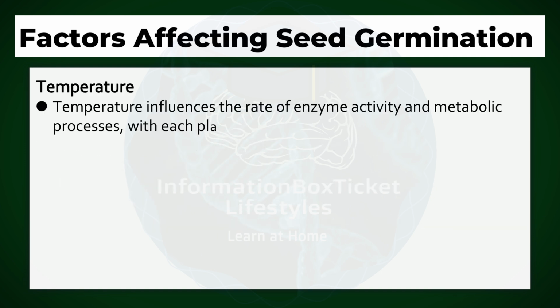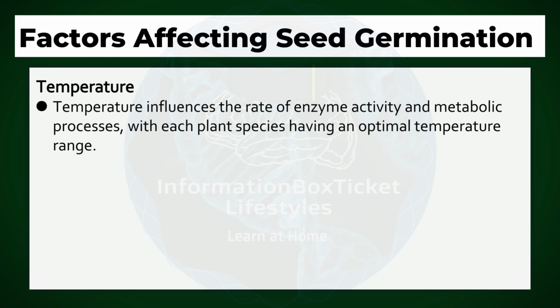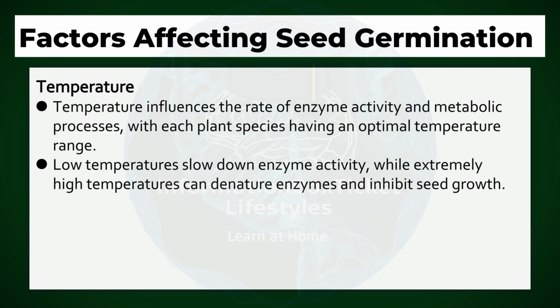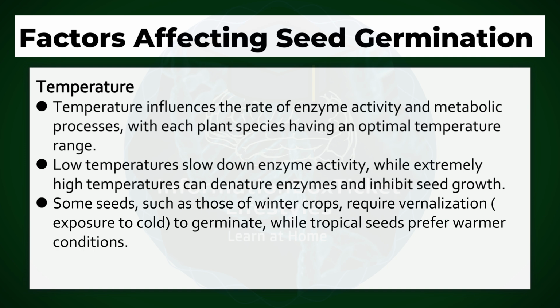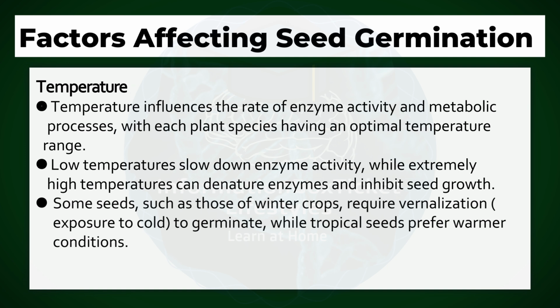Temperature. Temperature influences the rate of enzyme activity and metabolic processes, with each plant species having an optimal temperature range. Low temperatures slow down enzyme activity, while extremely high temperatures can denature enzymes and inhibit seed growth. Some seeds, such as those of winter crops, require vernalization, exposure to cold, to germinate, while tropical seeds prefer warmer conditions.